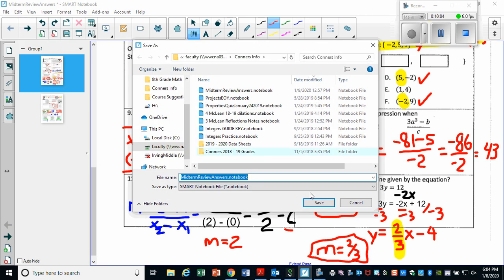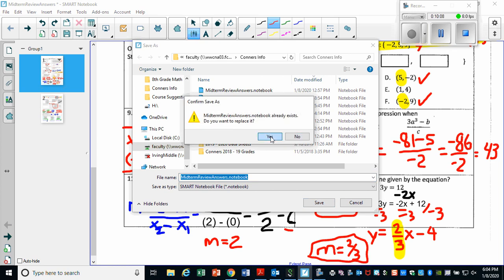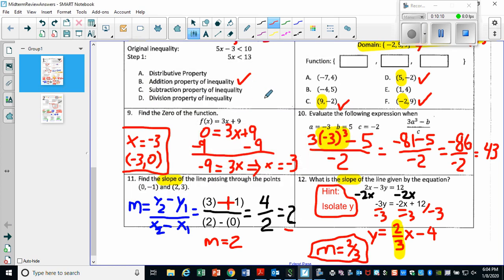Save the work. Saving our work so I don't lose it for you guys. Always note, save your work any and every time you work on a computer activity.